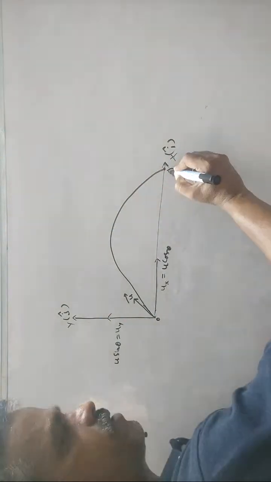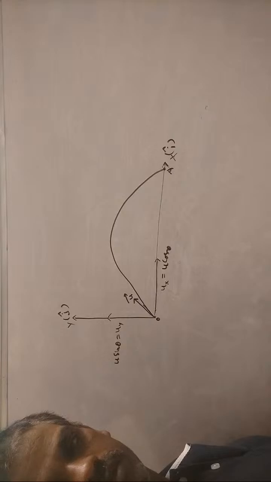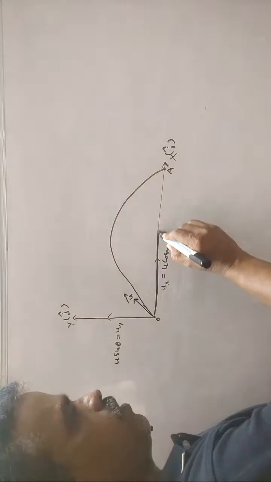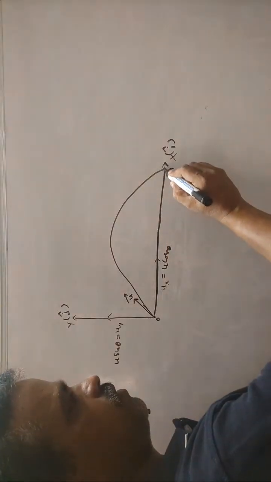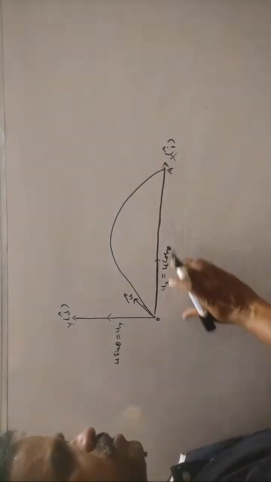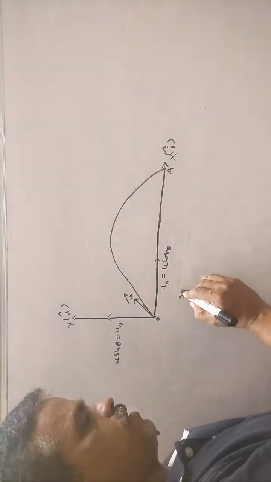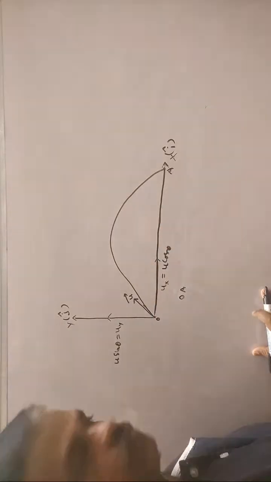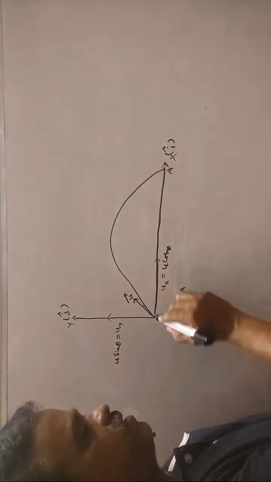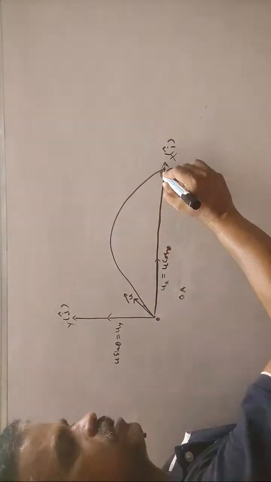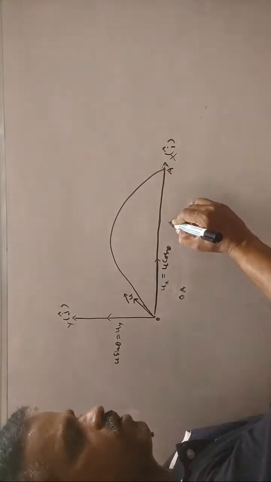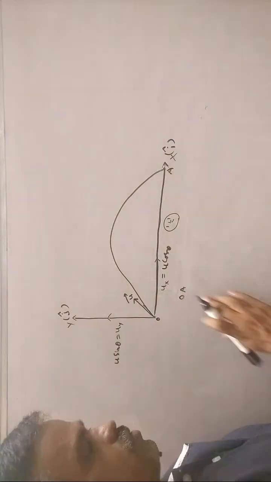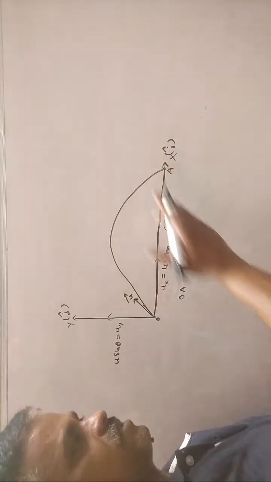For example, this is point A. So horizontally, how much is the projected body displaced? OA is the displacement along the horizontal axis. How much time did it take from here to here? It traveled this actual path. The time taken by the body is t. So OA is the displacement along the x-axis.